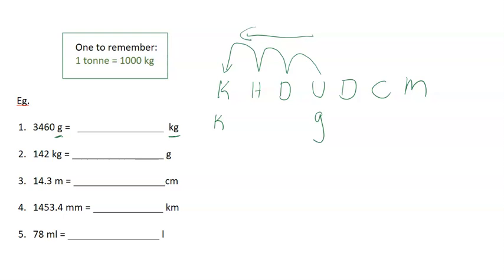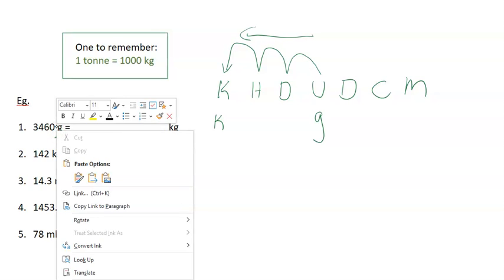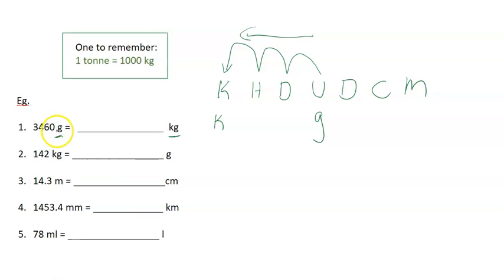So I need to know where the decimal place is because that's where I start my jumping. So the decimal place is here, okay? And then I go 1, 2, 3. And that's what I'm jumping with. It's like I pick up that decimal place and I jump it 3 places to the left. So my answer is 3.46 kilograms.